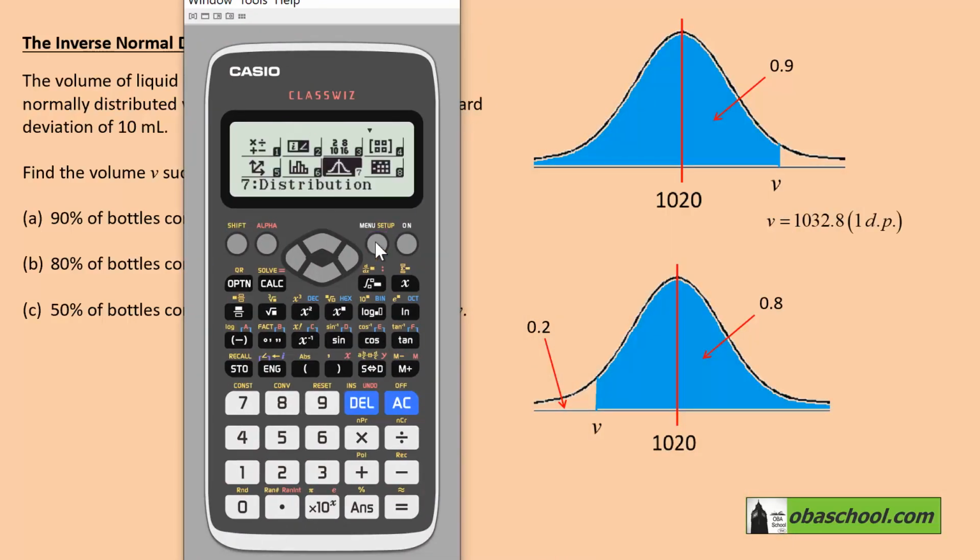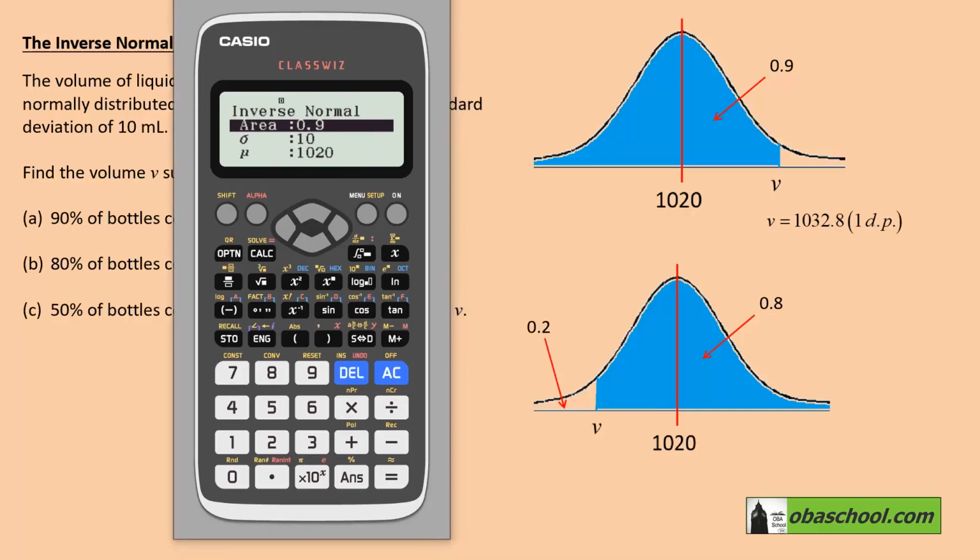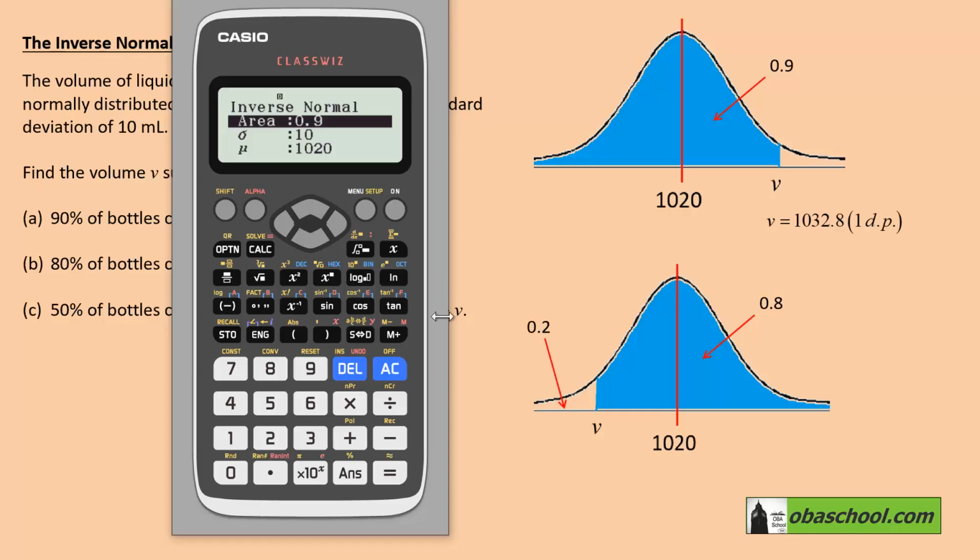So let's go back to the menu and go back and select the inverse normal. And then we know the area we want is 0.2, with the sigma being 10 and the mu being 1020. And that means that V is 1011.6.